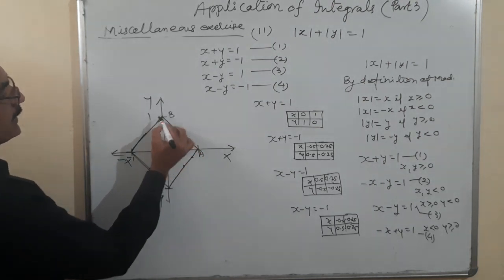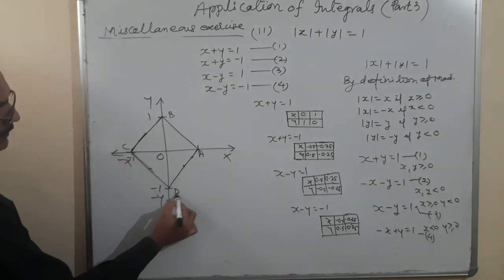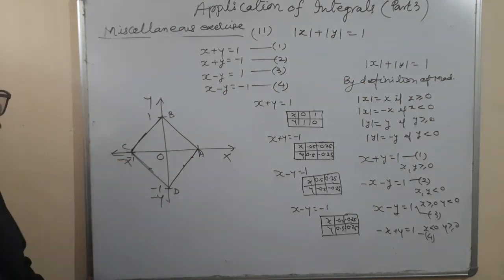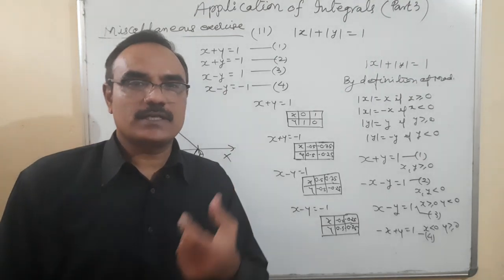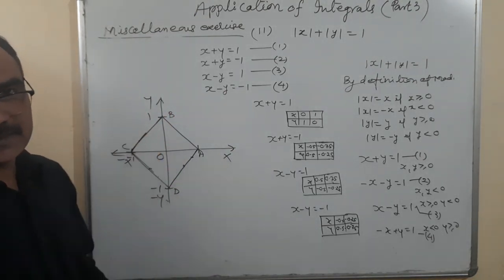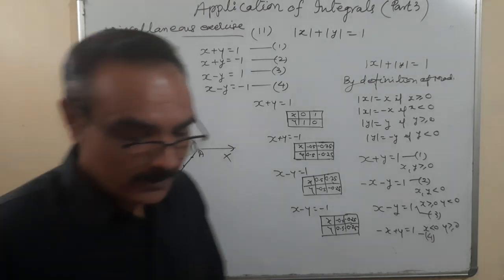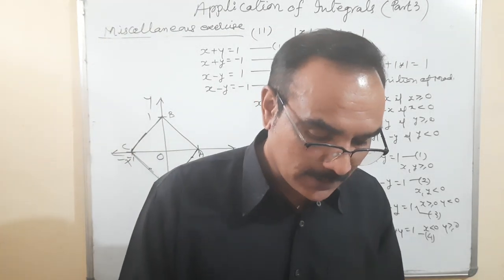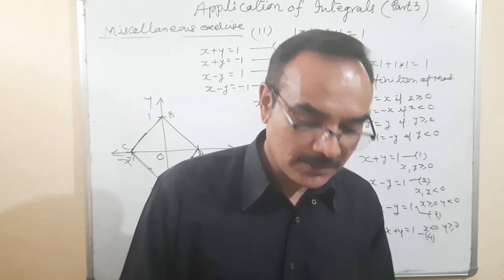What is it? It is a square. Rhombus, whatever you want to tell, what is a square, because you know the length of all sides is equal, diagonals bisect each other, and diagonals are also equal. Because diagonals are equal, therefore it is a square. Question is, using the method of integration, find the area bounded by the curve.